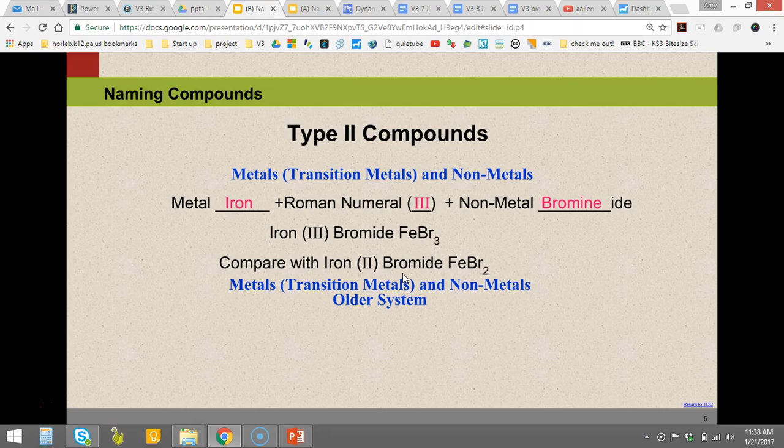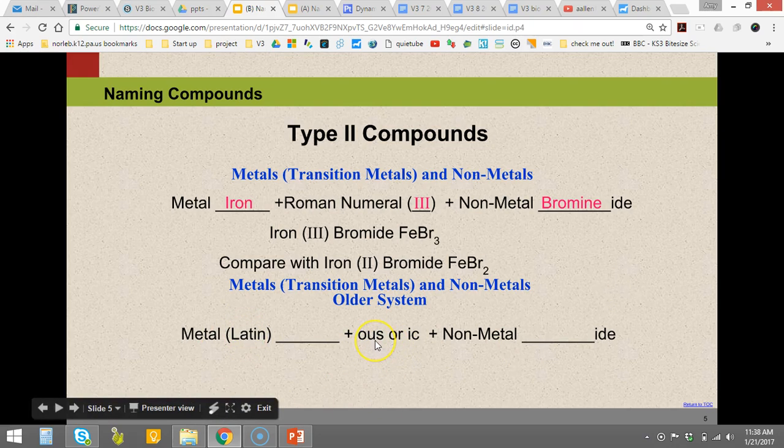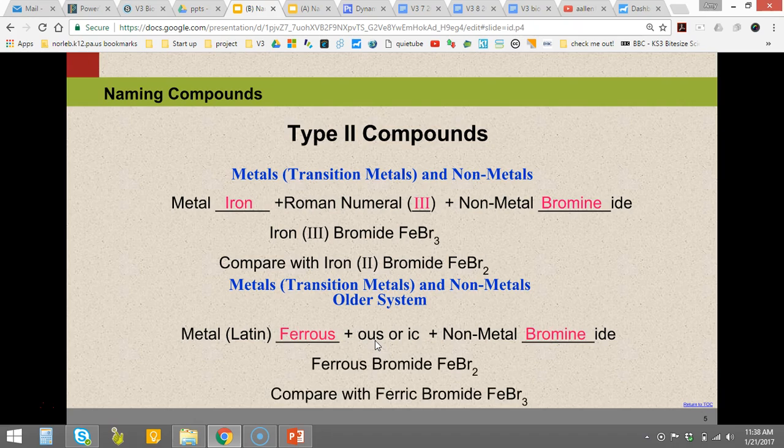There is another system which we're not going to focus on, but I will just mention it here. This is an older system of naming where we use the Latin name of the metal and we either add an ending of OUS or IC, like ferrous or ferric, and then the nonmetal still with the IDE ending. For example, ferrous bromide would be FeBr2, whereas ferric bromide would be FeBr3. Again, you don't need to know the rules for that. They are mentioned on your polyatomic ion sheet. If you want to download that, that would be helpful in naming these type 2 compounds.